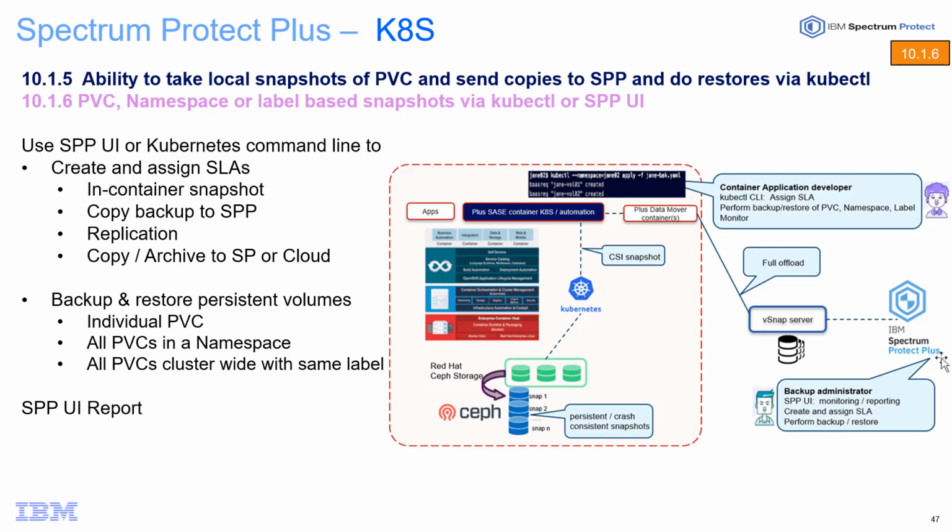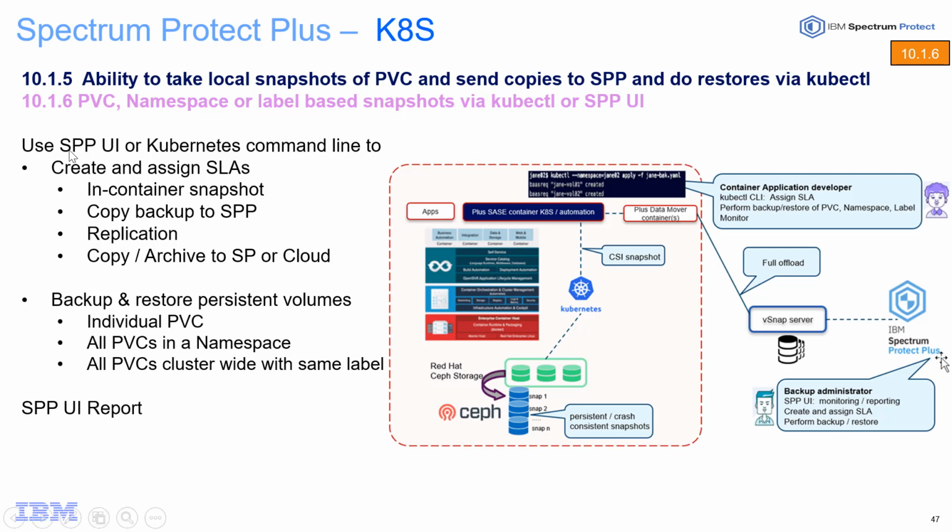Welcome to this demo of Spectrum Protect Plus version 10.1.6 Kubernetes support. We introduced Kubernetes backup restore capability in version 10.1.5, and at that time it was through the kubectl, and it was for the local snapshots of an individual persistent volume that could then be offloaded to the Spectrum Protect Plus server. In version 10.1.6, we're expanding this to include not only PVCs, but also namespace or label-based snapshots via either kubectl or the Spectrum Protect Plus user interface.